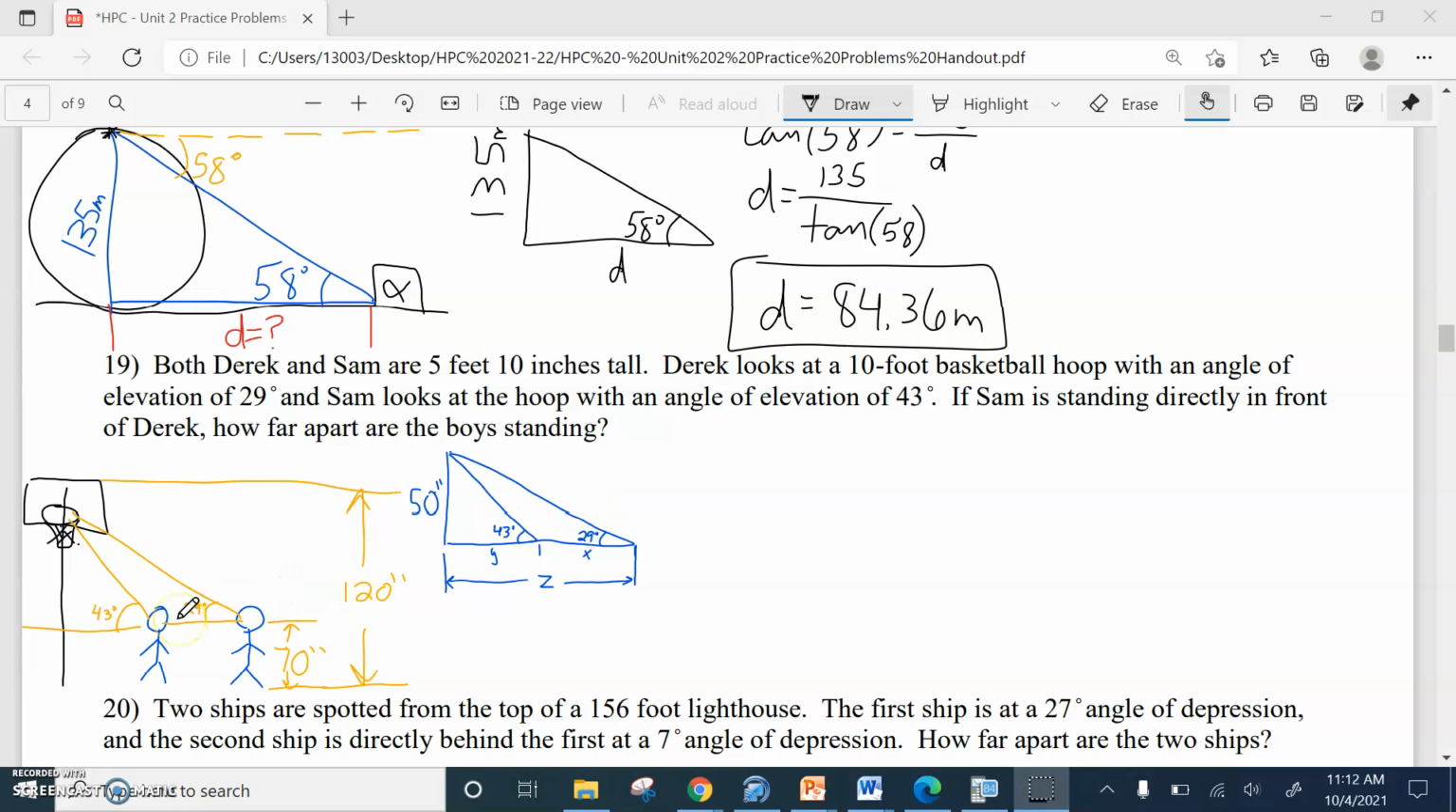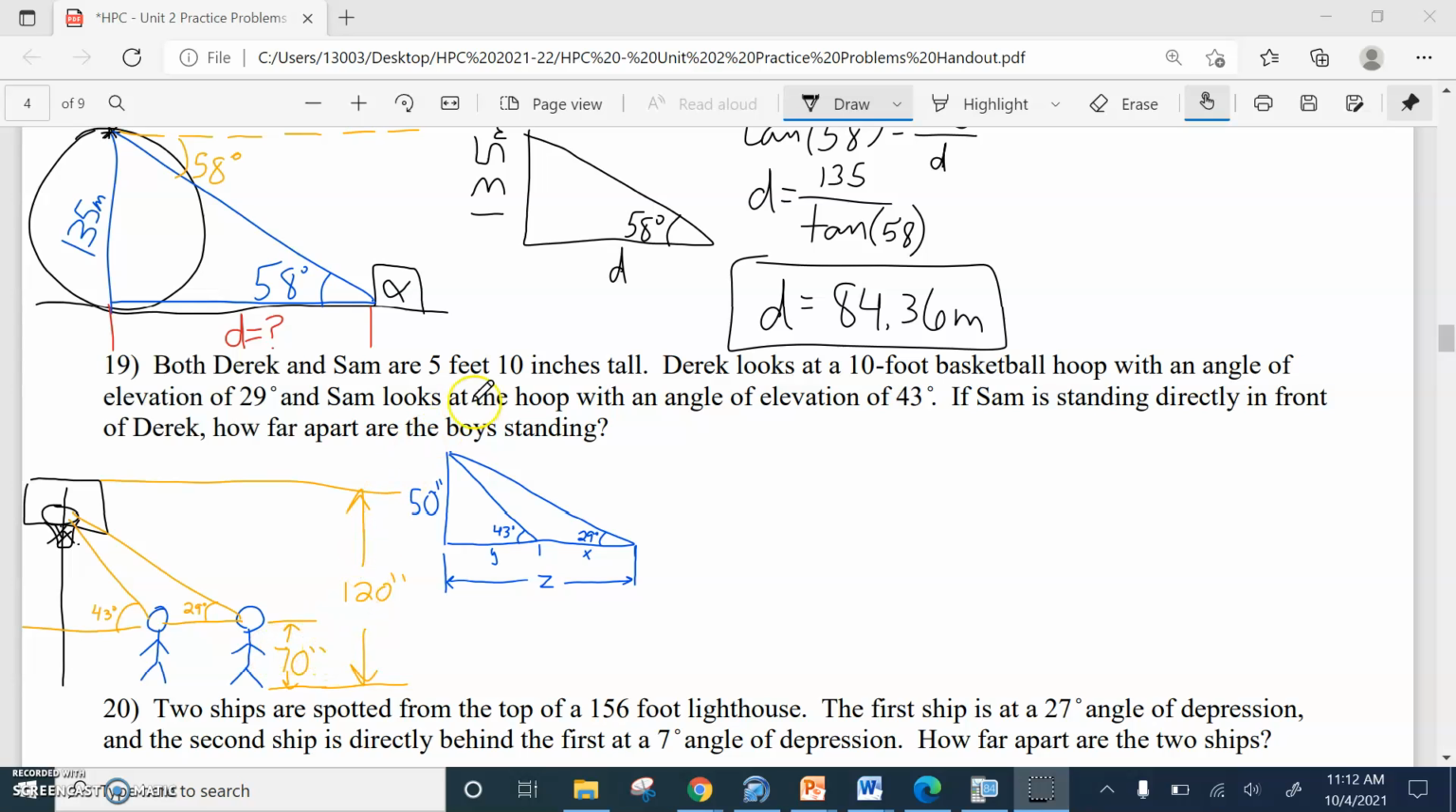In this picture, I've got person 1, here's 43 degrees. The person standing closer has to look up taller, so that's their 43. The person further away is the 29. So the 43, 29 are set.